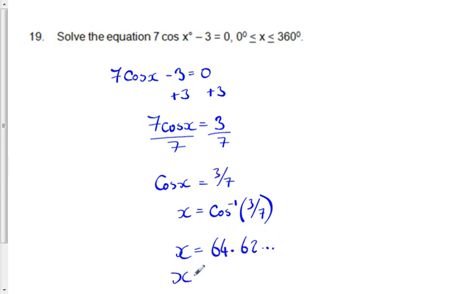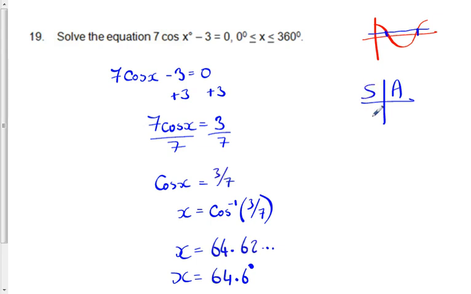However, we're not done yet, because we know that the graph of cos looks like that. So at cos x equals 3/7, well, we're going to have 2 answers there, aren't we? So we need to look at our cast diagram. So all students take cake. We know that this is cos x equals a positive number, so it's positive in the all quadrant and positive in the cos quadrant. So we have our first one here, 64.6.